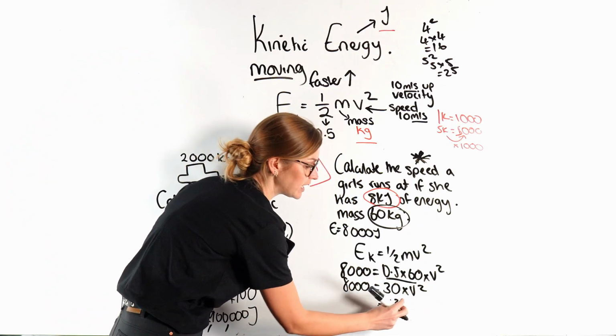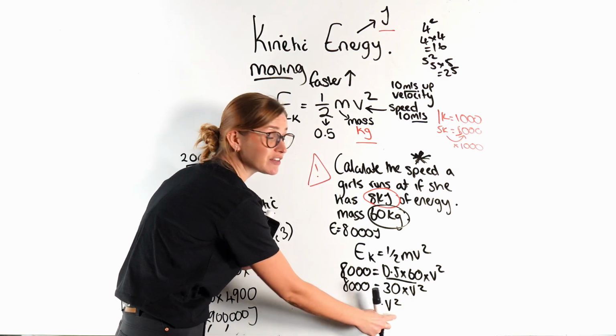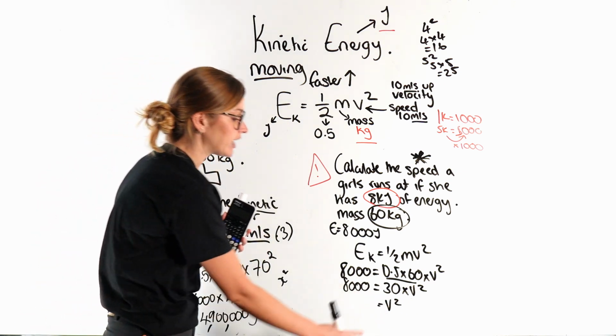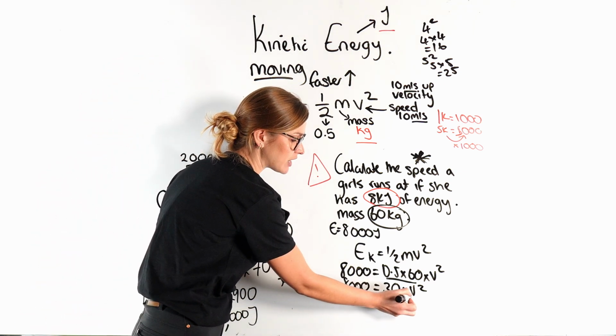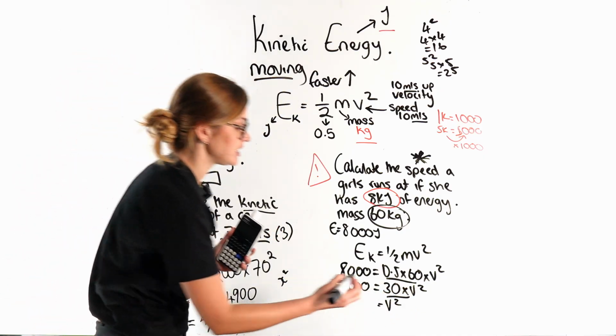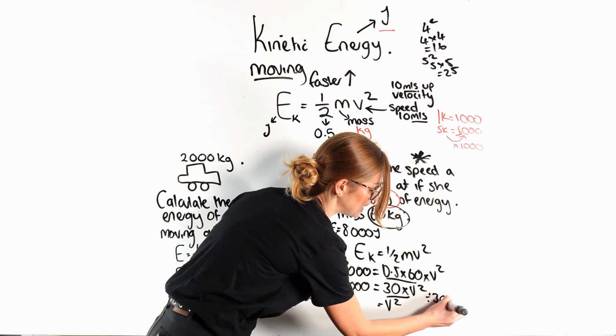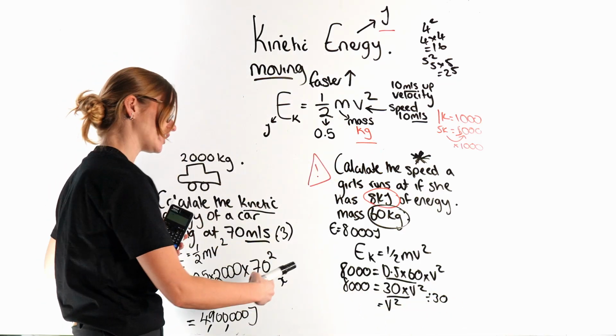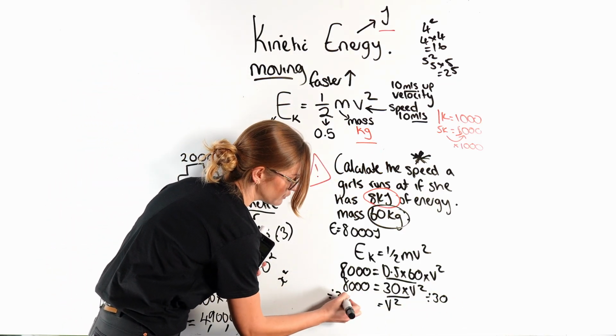So I think, what do I do to this side of the equation to get the v squared by itself? I don't want this multiplied by 30, so to get rid of multiplied by 30, we have to do the opposite of it. The opposite of multiplying by 30 is dividing by 30. And remember, what we do to one side, we have to do to the other. So this side, we also have to divide by 30.